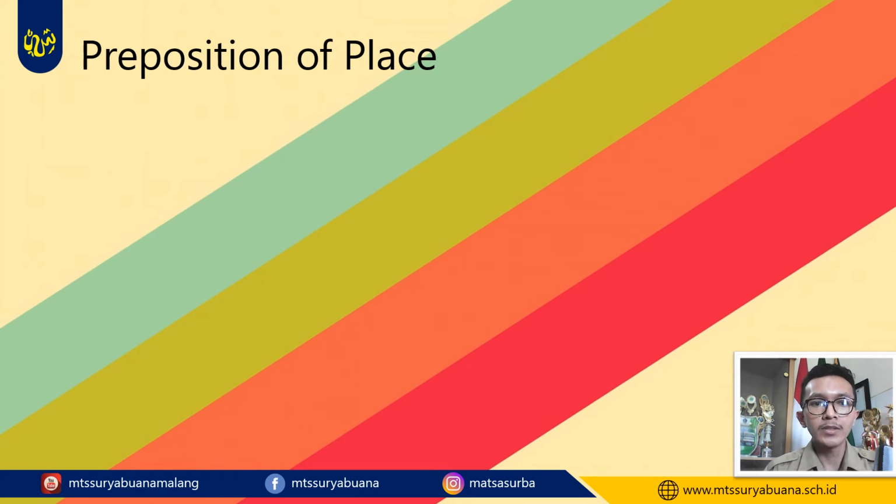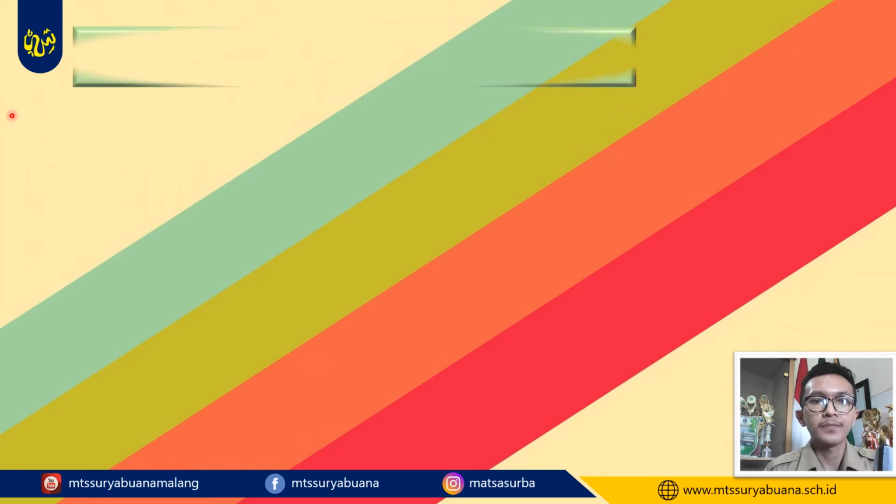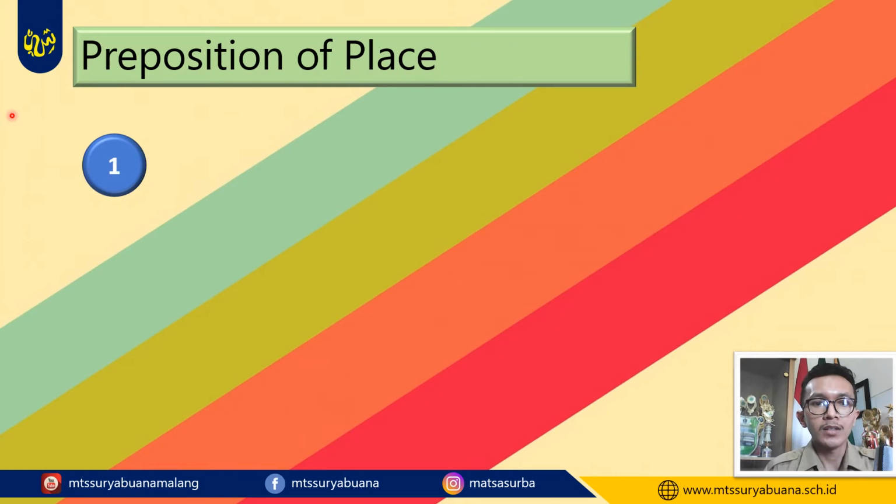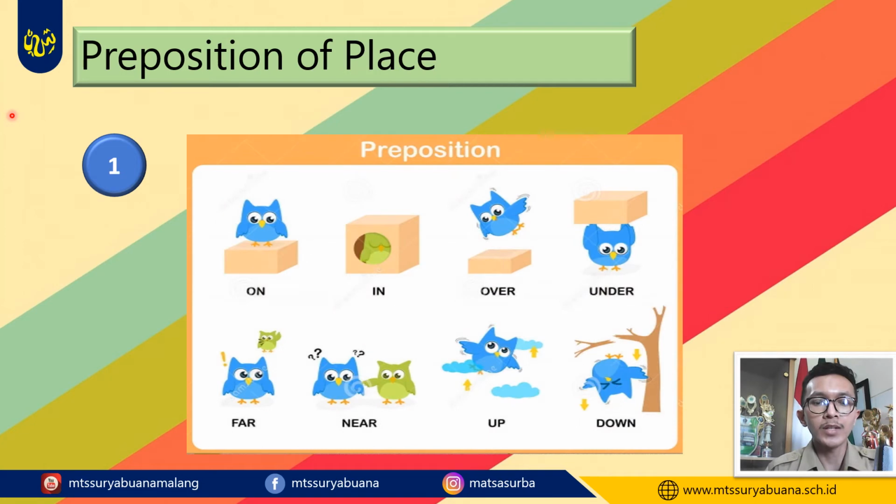The next explanation is about prepositions of place. This is the first group of prepositions of place. I will show you a picture, so I hope that by using this picture the material is clearer to understand. Okay, please repeat after me. This is the first group of prepositions of place. On, in, over, under, far, near, up, down.